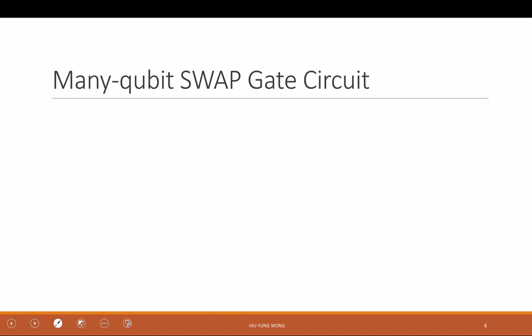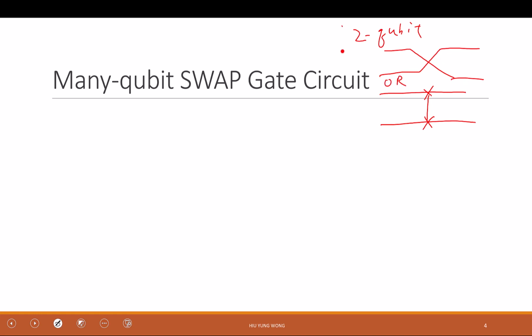Okay, so how do we draw the circuit? It's also very easy, right? If you remember the so-called 2-qubit swap gate, for 2 qubits. Now, we used to draw this, which is okay. Now, in IBM-Q or some other source, they use this as the swap gate, right? There are two common ways to draw the swap gate.